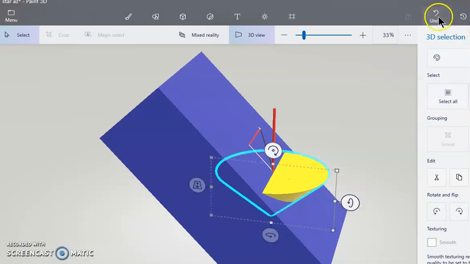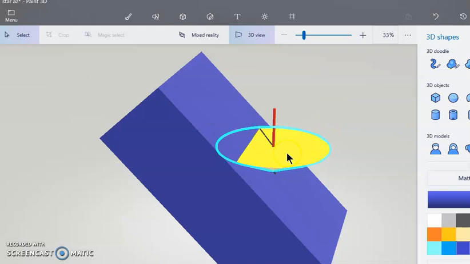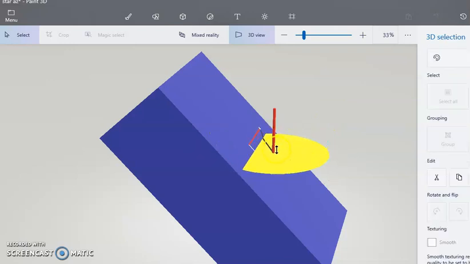Not this one either. I'm sorry. Okay, let's start over. Okay, I'm pulling it down.